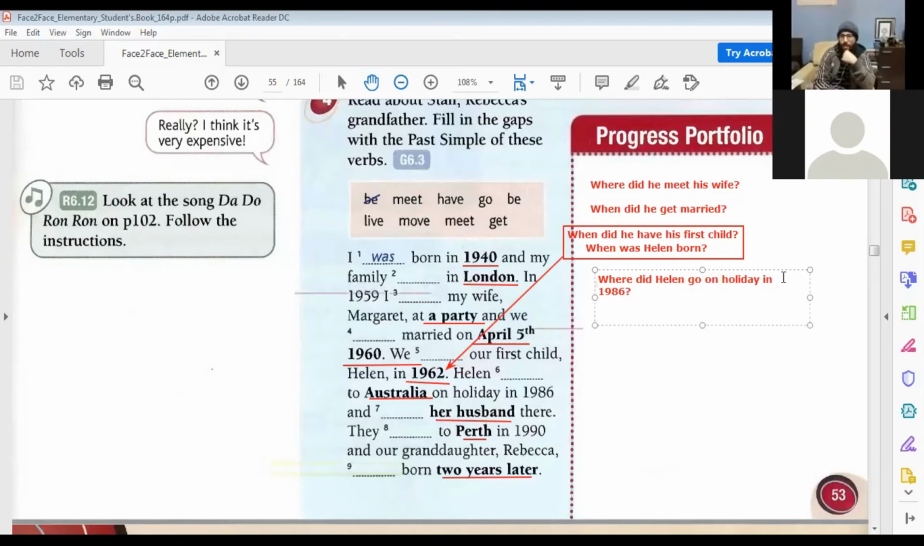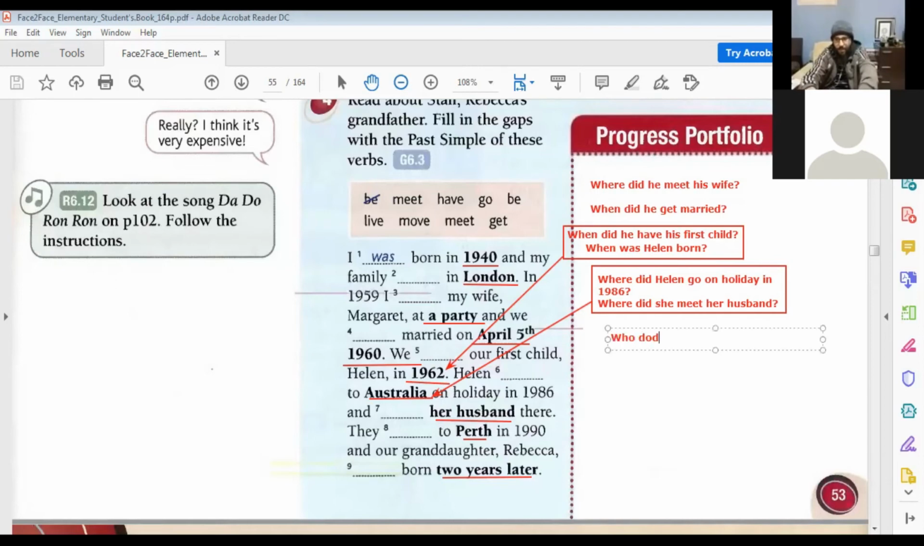What about her husband? Where did Helen meet her husband? The answer has to be her husband. Yes. Who did she meet in Australia? Correct. That's it. Who did she meet in Australia? That's the right question. Okay.